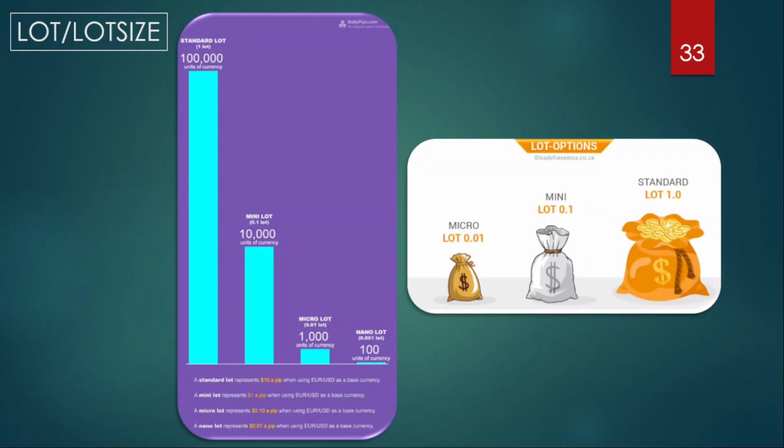For a micro lot, we could have a bag of that size, and for a mini lot, a bag of that size, and for a standard lot, a bag of that size. You could understand that for a nano lot, you could have a bag that is smaller than that of a micro lot, which has a lot size of 0.01.